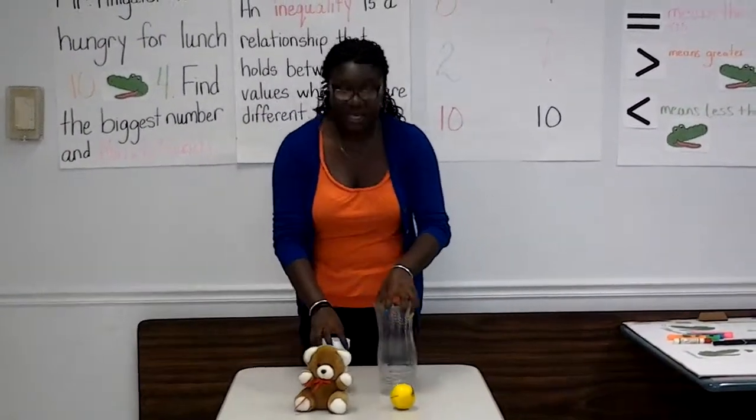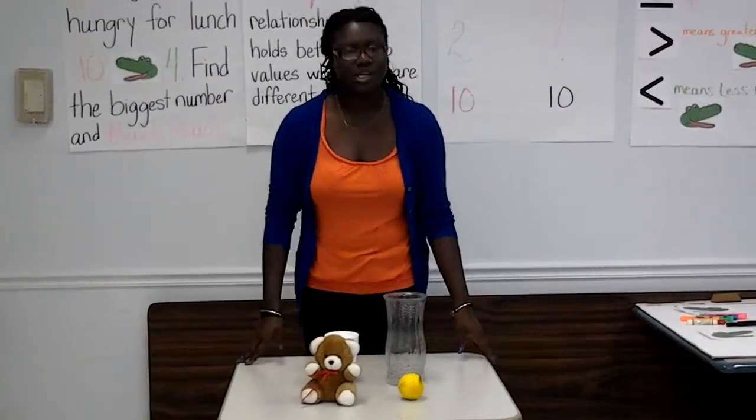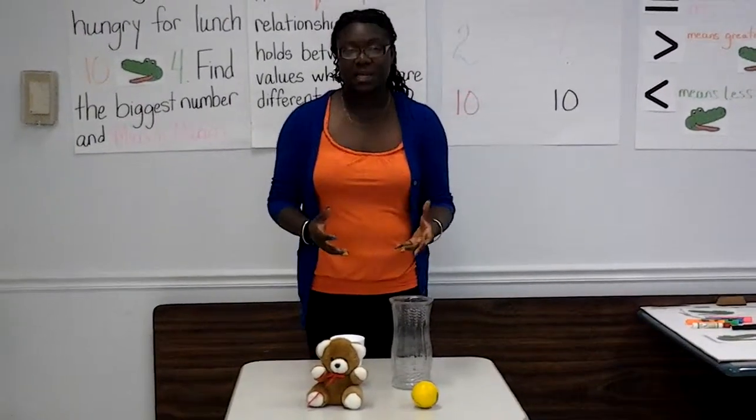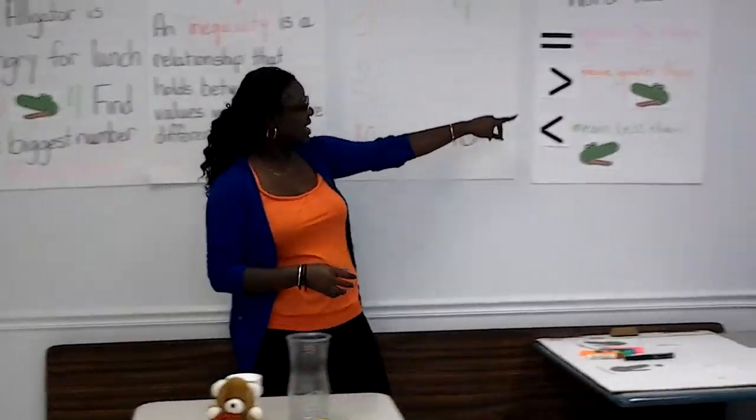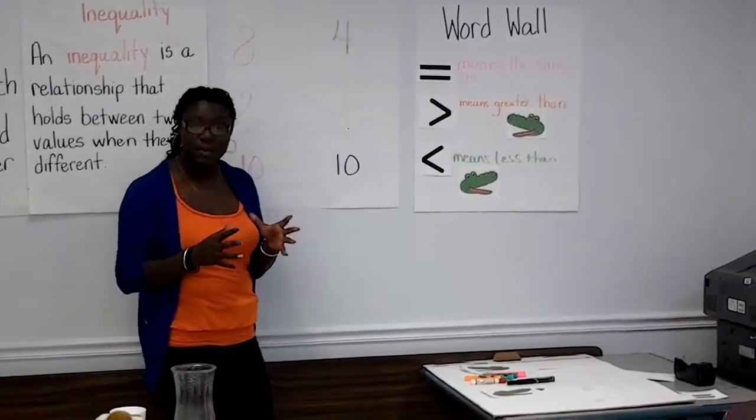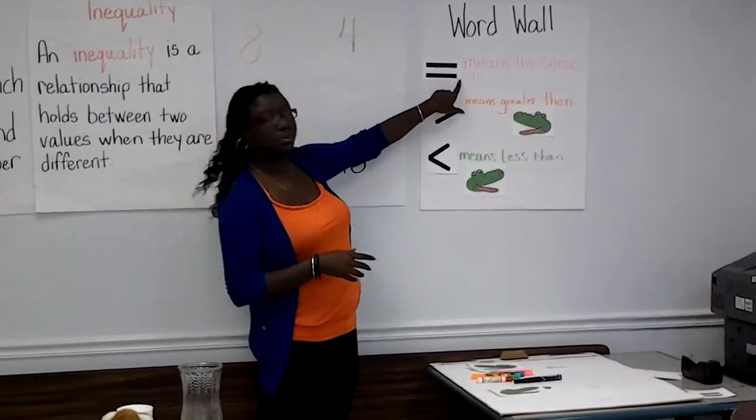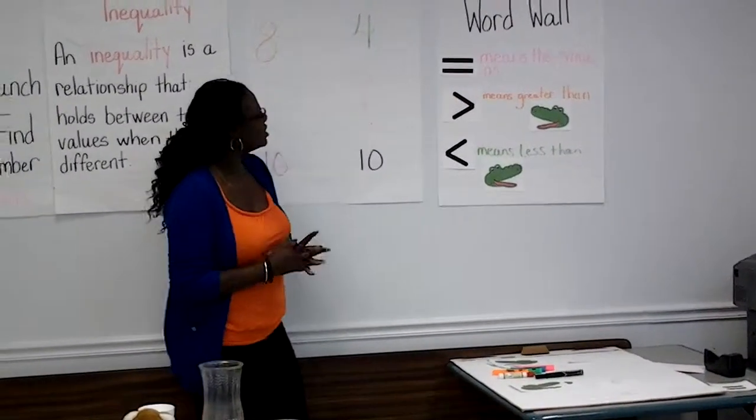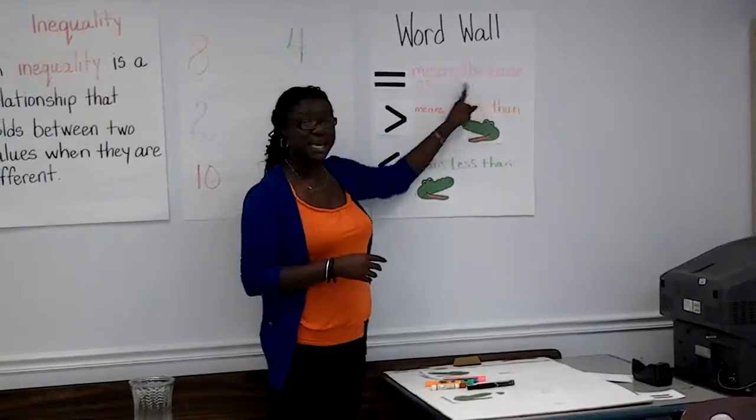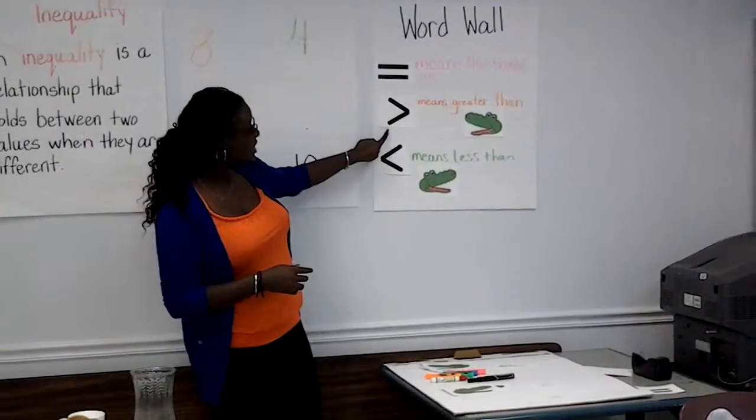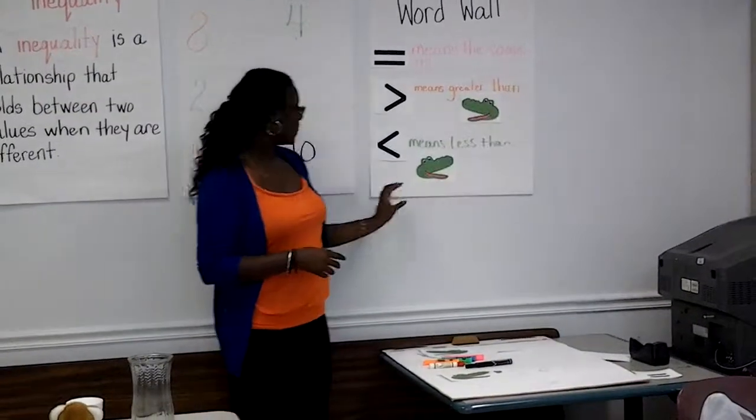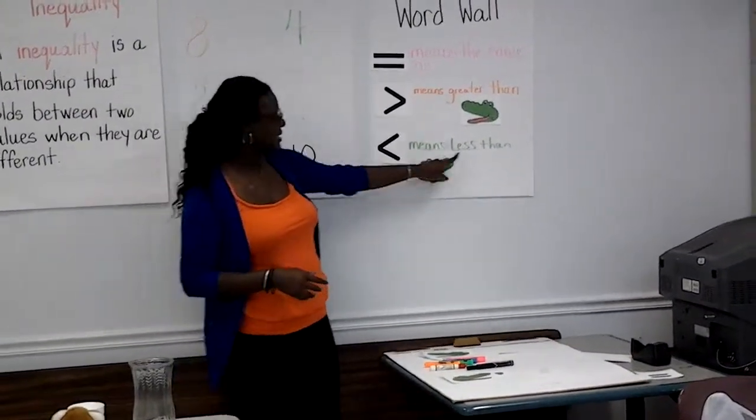But when we're talking about mathematics and numbers, we don't use the words bigger than. Instead, we use greater than or less than. And if they're the same numbers, we use equal to. Okay? So let's go over our word wall. Equal means the same as. This sign means greater than. And this sign means less than.